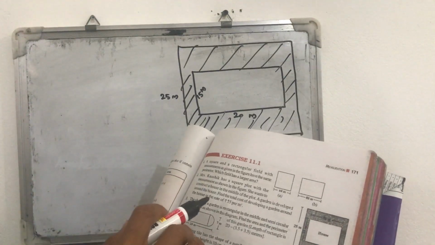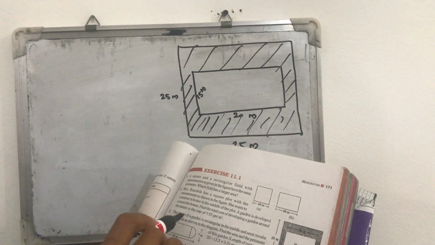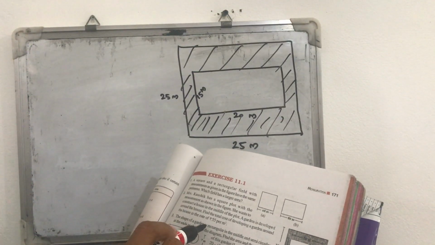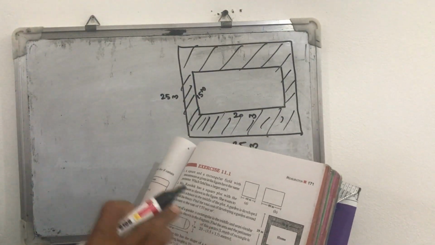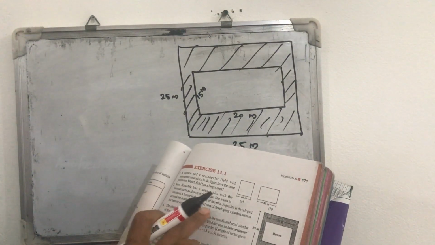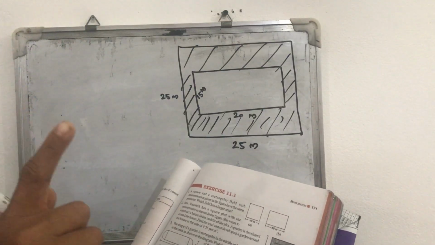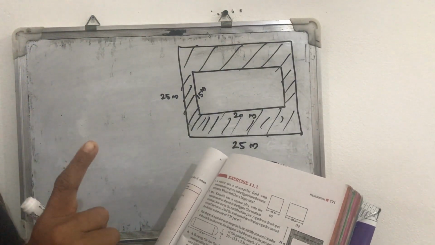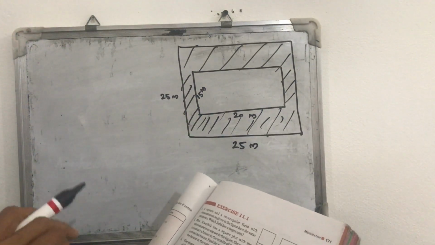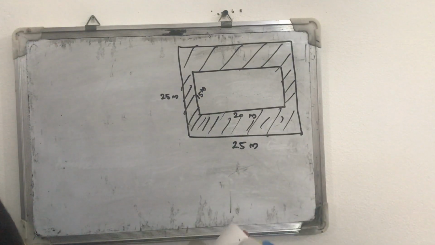What do we want to find out? Find the total cost of developing a garden around the house at the rate of 55 rupees per meter square. For 1 meter square, the cost of developing that garden is 55 rupees. Then how much total cost does she have to spend for developing that garden? That is the question. How can we find out?